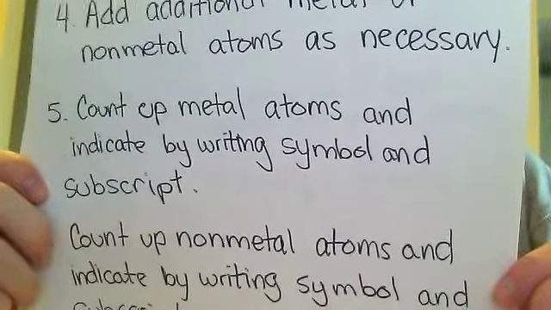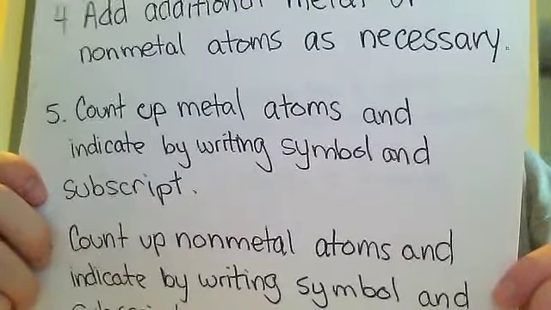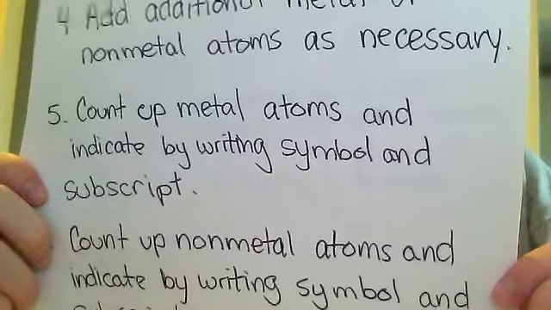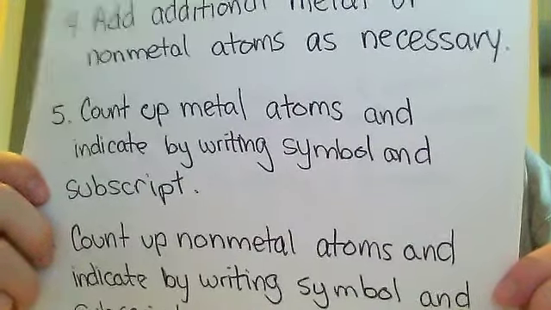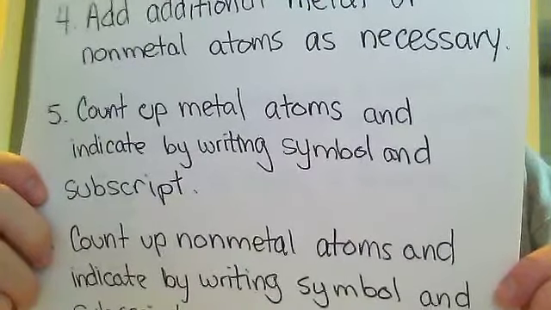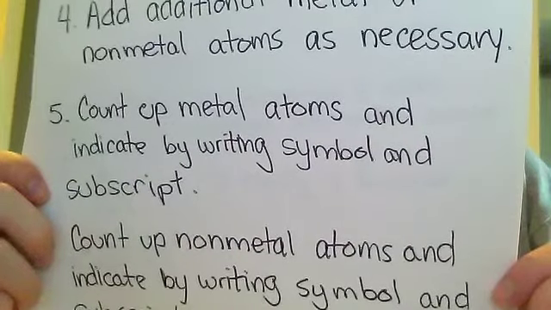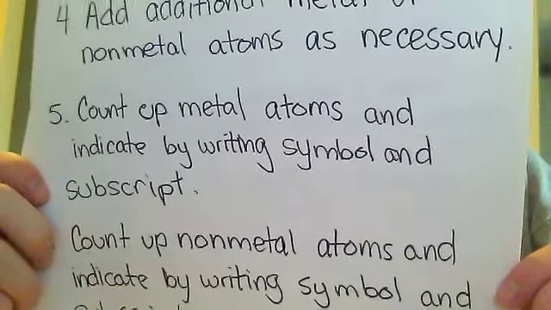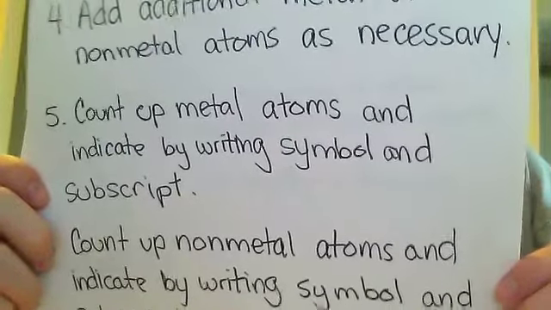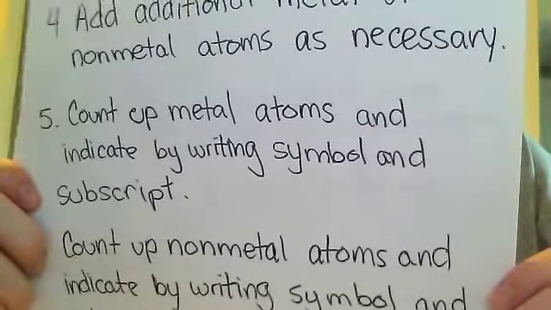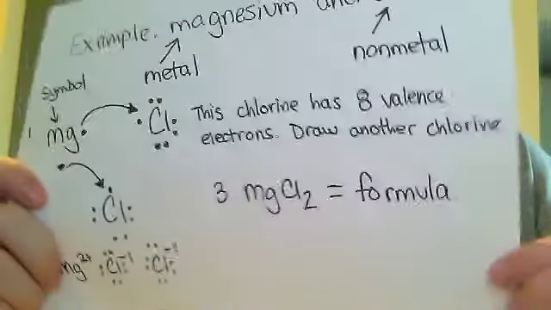After having all the valence electrons moved so that metals have 0 valence electrons and nonmetals have 8 valence electrons, you can then count up the number of metal atoms that were necessary to do so, and you will write down the symbol and, using the subscript, how many metal atoms were necessary. Then you will count up the number of nonmetal atoms that were necessary, and you will write down the symbol for that nonmetal and write the subscript for however many atoms were needed to get all 8 valence electrons.